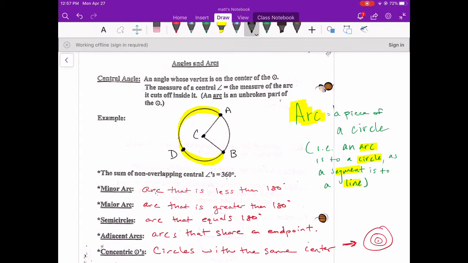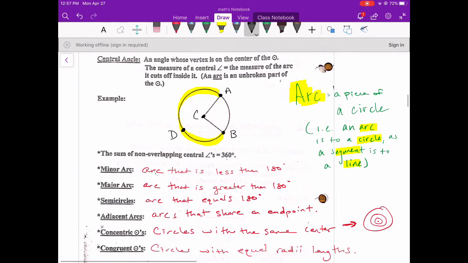Concentric circles, so this is not really talking about arcs, but just some vocabulary to get straight. Concentric circles are circles with the same center. So you see my makeshift picture over here to the right. So you see all three of those circles have the same center. They're not the same circle, they're not congruent, but they all share the same center.